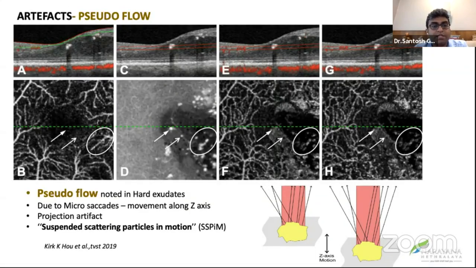The other thing we need to keep in mind is pseudo flow. These are the artifacts that we see, especially from the hard exudates. When the eye moves, with the saccades that happen, they tend to project these hard exudates and aneurysms as pseudo flow. So these are called suspended scattering particles in motion. These are not flow areas, but these are hard exudates or something which give rise to a false impression of a flow.